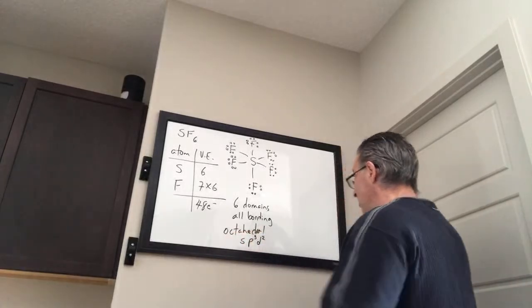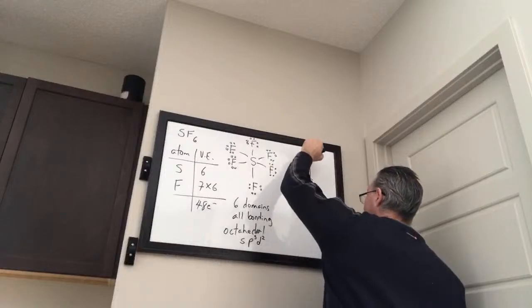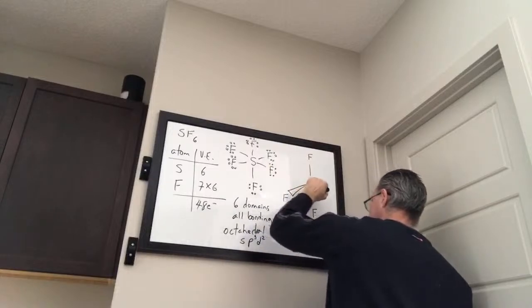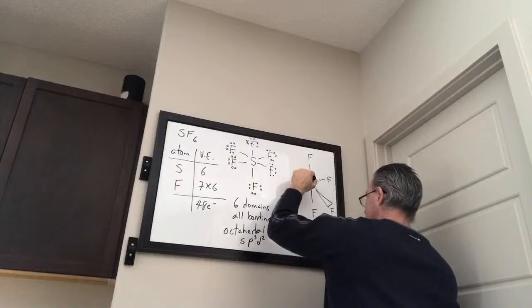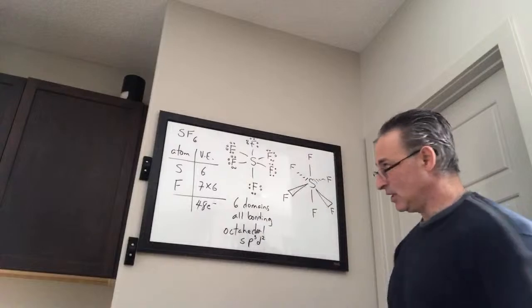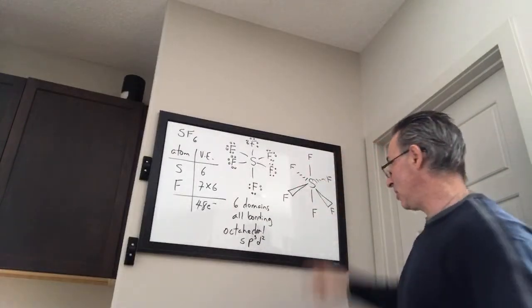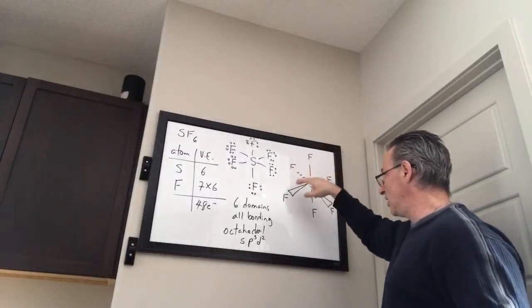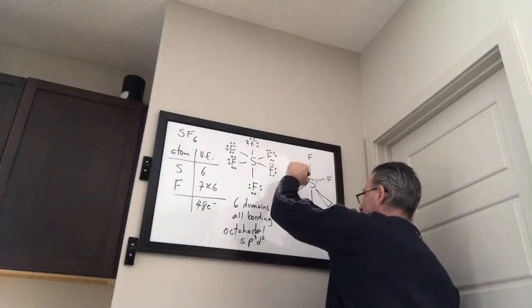So if you want to draw it properly, you draw your central atom as sulfur. You've got 1 fluorine going up, 1 going down, 2 of them coming out at you, and 2 of them going behind the plane of the board. And the bond angle between any 2 fluorine atoms, unless of course they're on opposite sides, is 90 degrees. So the bond angle between these 2 is obviously 180, but the bond angle between any two other fluorine atoms is always 90 degrees. Okay, and that's the octahedral.